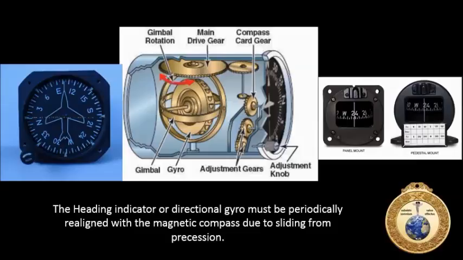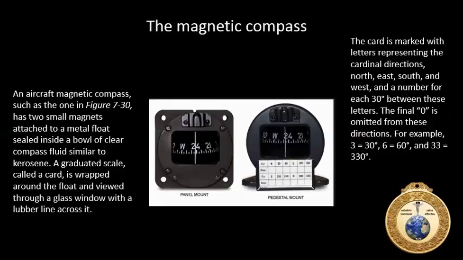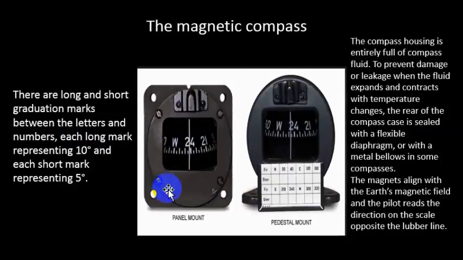Okay, so our magnetic compass. Basically, there are short and long graduated marks. The short marks represent 5 degrees and long marks represent 10 degrees. There could be a compass card on the pedestal mount type magnetic compass situation.